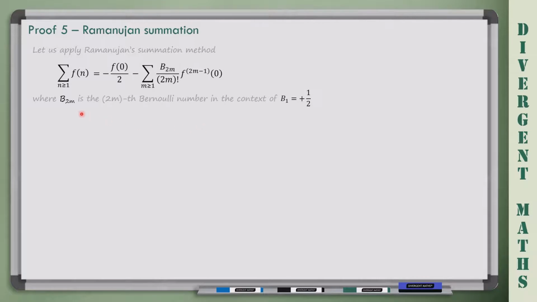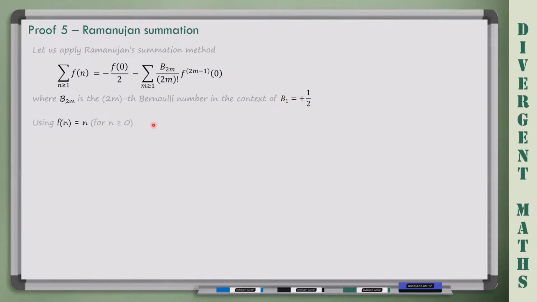So again, where B_2m is a 2m Bernoulli number, actually 2m plus 1, because we have B_0, it starts at 0, the Bernoulli number B_0 equals 1. So strictly speaking, it's the 2m plus 1 Bernoulli number in a context of B_1 equals plus 1/2. Keep in mind, when you're dealing with Bernoulli numbers, you have two contexts, corresponding to the value of B_1, the second Bernoulli number: B_1 equals plus 1/2 or -1/2. In the context of that formula, it's plus 1/2.